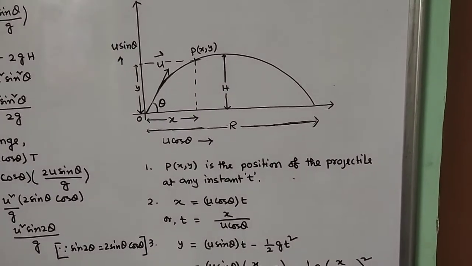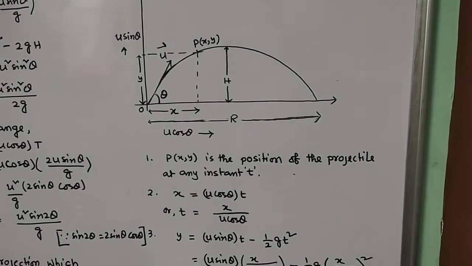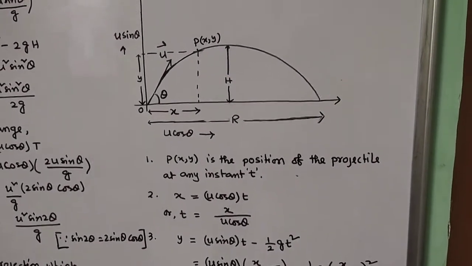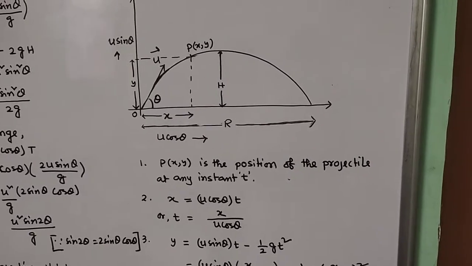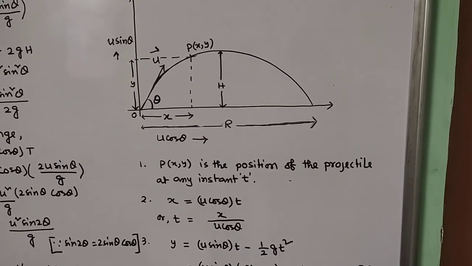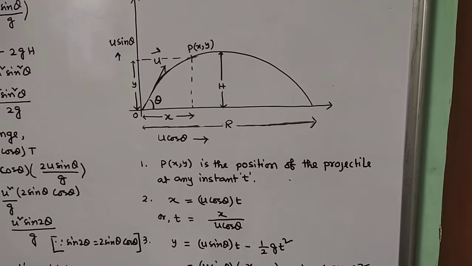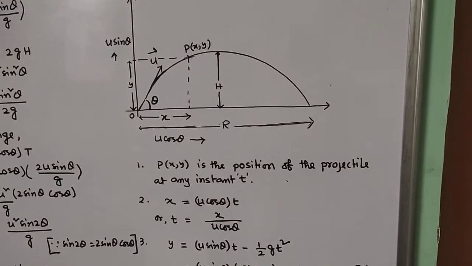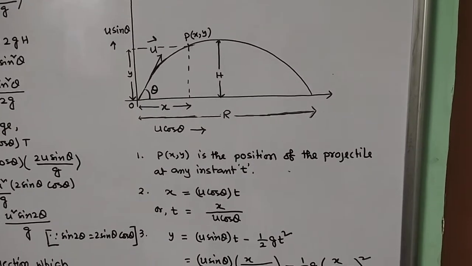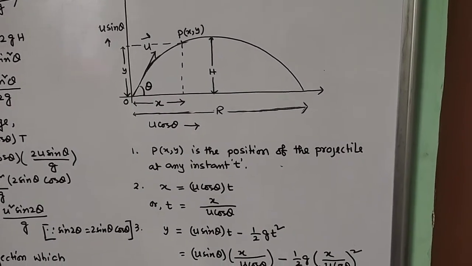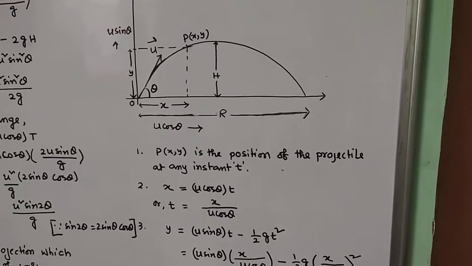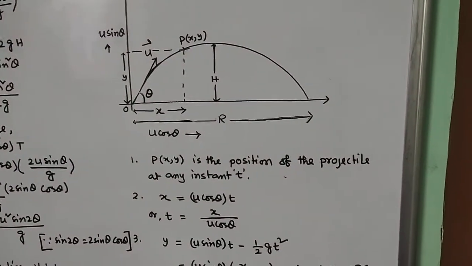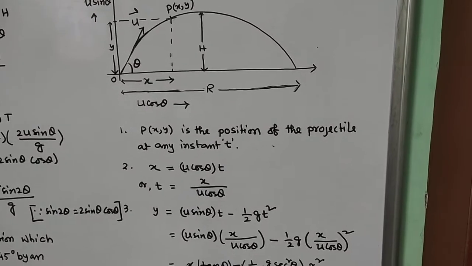Now in equation number 3, we are going to use the equation of motion, that is s is equal to ut plus half at square. Now as the object is moving up and reaches P, the vertical distance is y, and as it is moving against gravity in the upward direction, and gravity is always in the downward direction, that's why we have to use minus half gt square. So the initial velocity is u sin theta along the y-axis, and the time is small t, and minus half gt square.